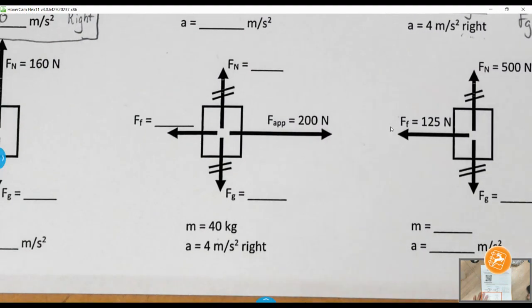Okay, now the number 5. This is the last one that we'll do together, and then you guys can work on the remaining ones. So for this one, let's see. What do you guys want to do first here? You can do one of two different things, but what do you want to do first? Find the balanced ones? Okay, so we're going to find Fg first.